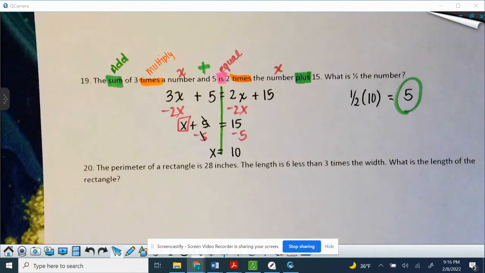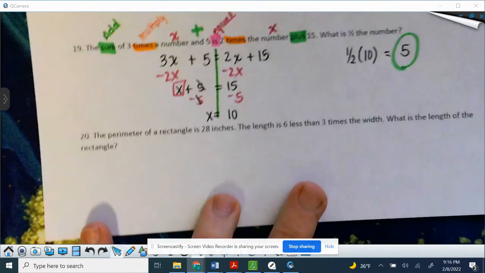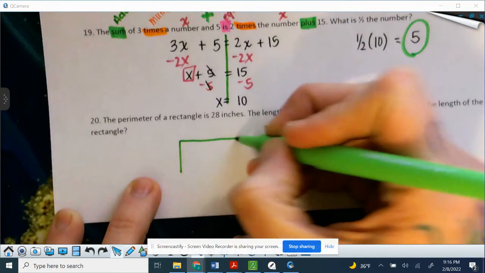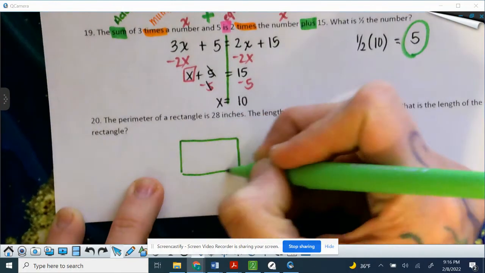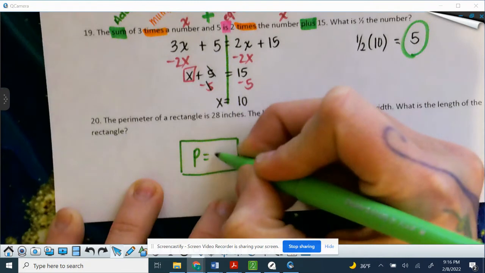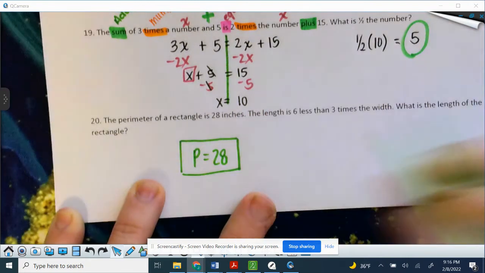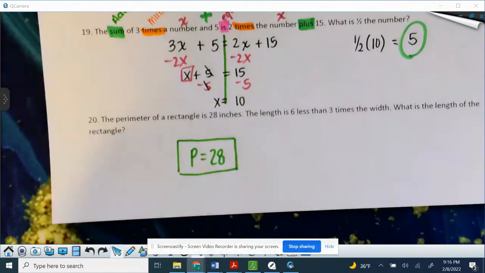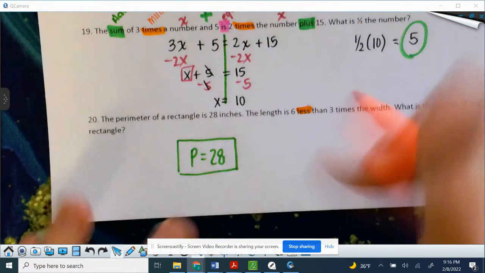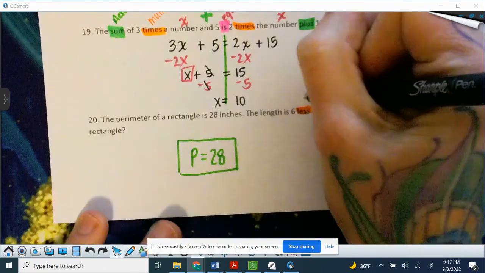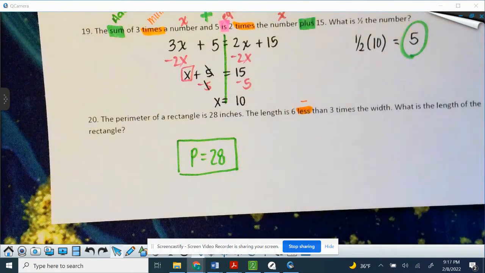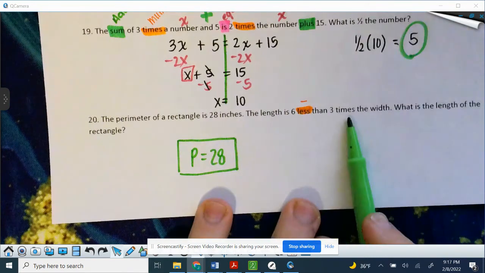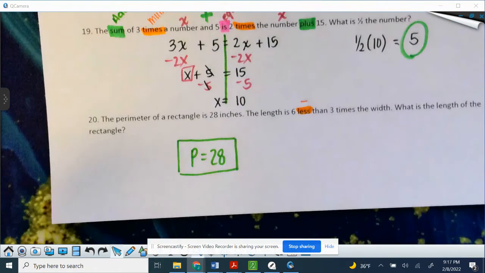All right, so number 20, perimeter of a rectangle. That means we're going to walk around a rectangle. So me personally, that means I always need to draw a rectangle. So perimeter equals 28. The length is 6 less than 3 times the width. So 6 less, that's going to be subtraction, right? And in your video, it's 6 less than 3 times the width. So less than means the 6 is going to come second. So 3 times, that's multiplication.